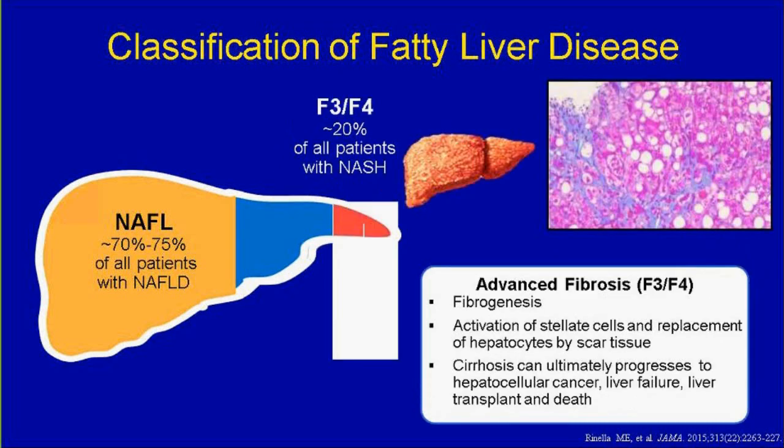And in fact, if we take a little chunk out of the NASH patients, about 20% of them will actually have advanced fibrosis. Just for those of you who don't know this, stage 4 is cirrhosis. So stage 3 and 4 is classified as advanced fibrosis. And this is the part that we really are concerned with.